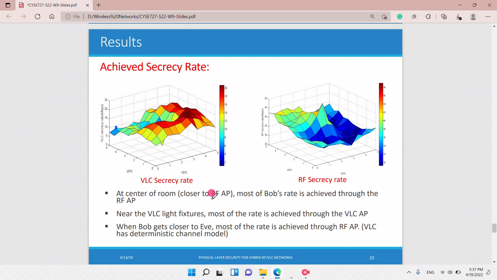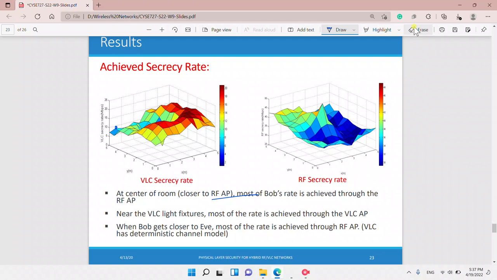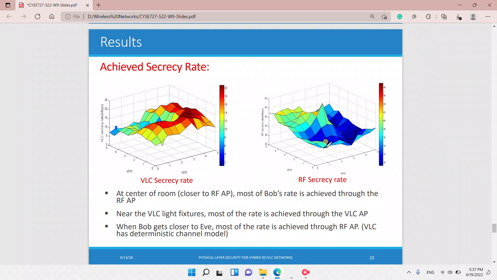Okay, let's read. At the center of the room, closer to the radio frequency access point, most of Bob's rate is achieved through the radio frequency access point. Near the VLC light fixtures, most of the rate is achieved through the VLC access point. When Bob gets closer to Eve, most of the rate is achieved through the radio frequency access point.